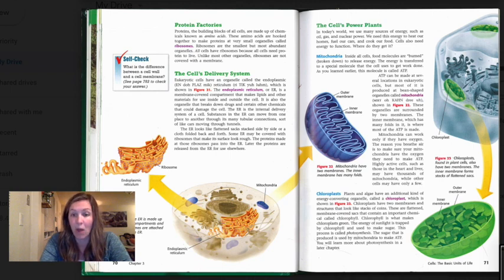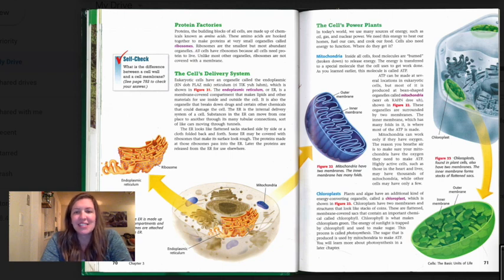Over to page 71, the cell's power plant. In today's world, we use many sources of energy, such as oil, gas, and nuclear power. We need this energy to heat our homes, fuel our cars, and cook our food. Cells also need energy to function. Where do they get it? Mitochondria, the powerhouse of the cell.